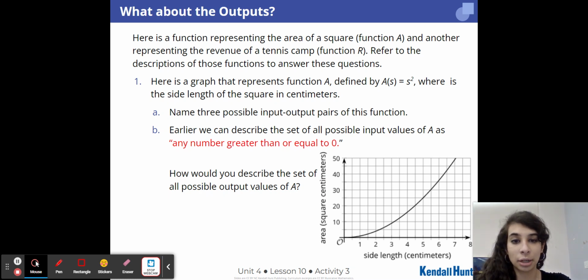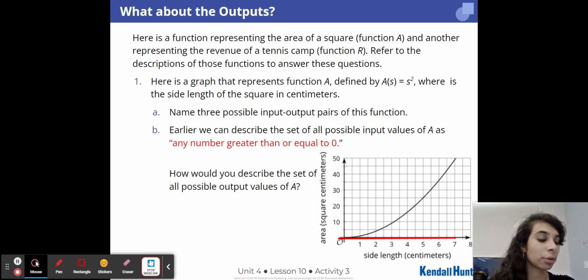Earlier, we can describe the set of all possible input values of A as any number greater than or equal to 0, right? We can look at the graph and see that we are starting at 0, right? I can have a side length of 0, and we go from 0 all the way up to any number that's greater, right? You can have a square that is 8 centimeters long. You can have a square that's 20 centimeters long. You can have a square of 2,000 centimeters long. So my domain is any number greater than or equal to 0.